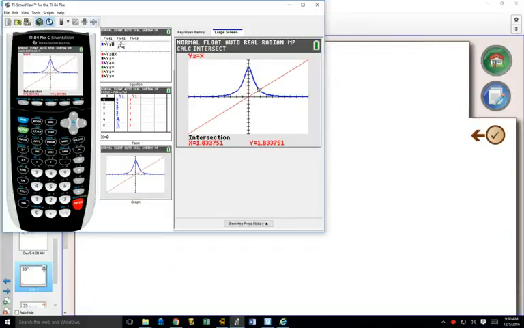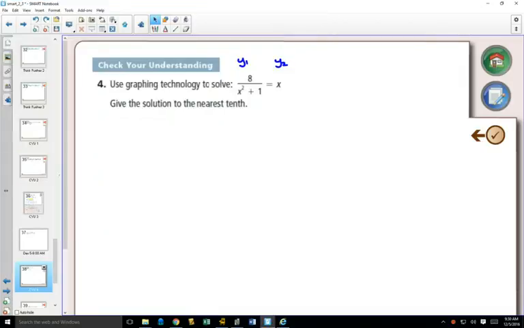Now the value comes with an x value and a y value because it's a point where they intersect, but since we're solving this equation for x, we are only concerned with finding our x value, and in this case x would equal approximately 1.8.